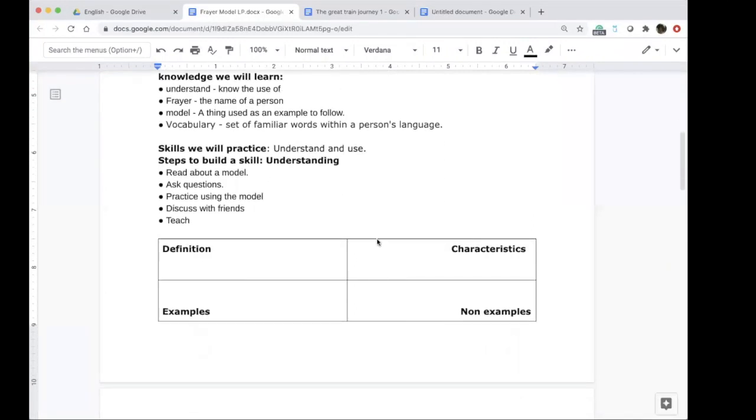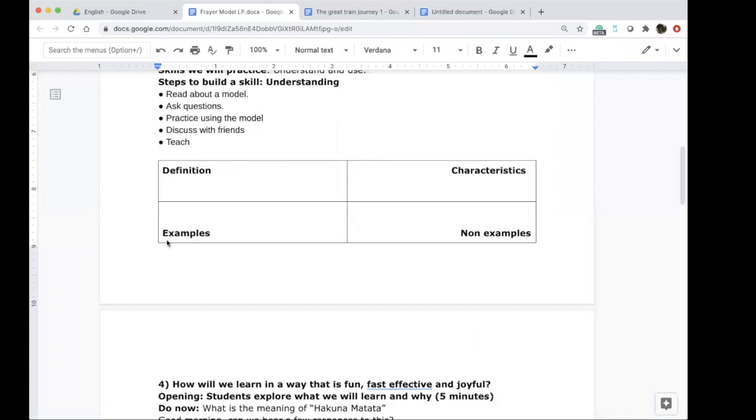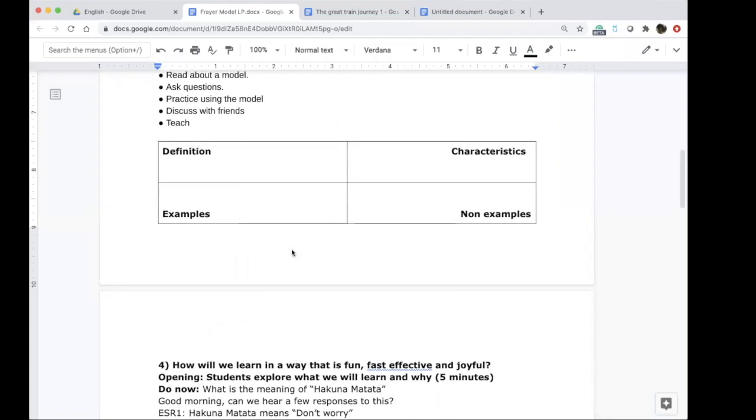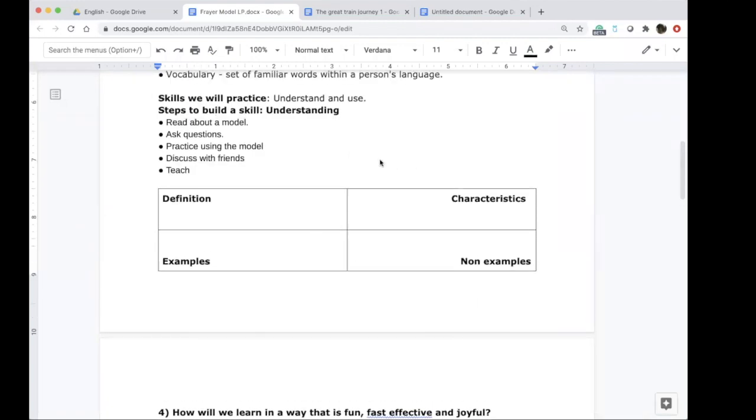So it's a very simple model. Can you guys see the table on my screen? You can just raise your hand so I will know that you can see the screen. Yes. So there is a simple table. Frayer's model is nothing but a very simple model. Whenever you are trying to learn a new word, you will draw a table like this with four boxes. The first one, you can write definition. The second box, you can write characteristics or features. The third box, you can write examples. In the fourth box, you can write non-examples.